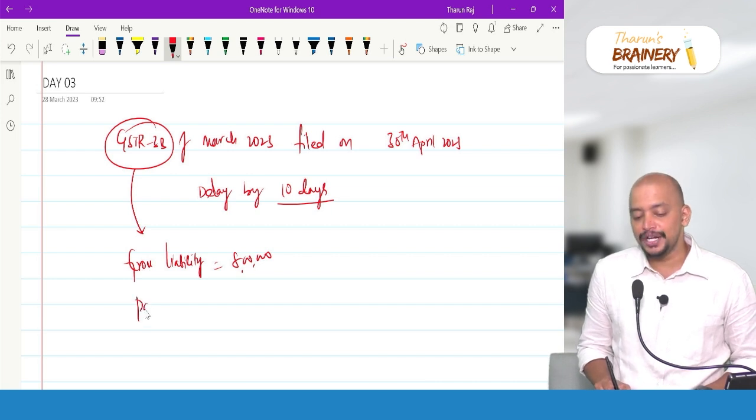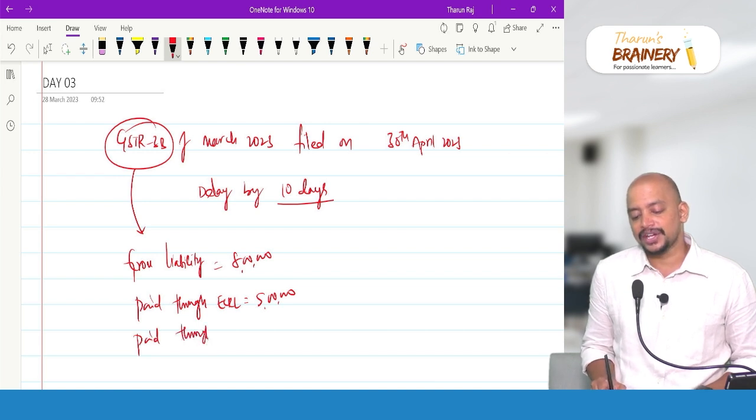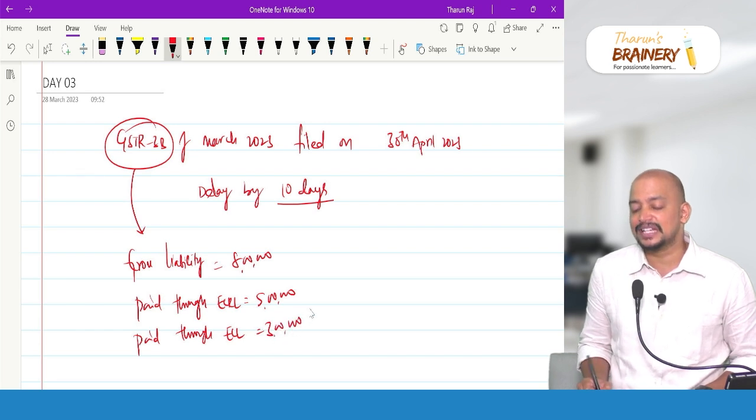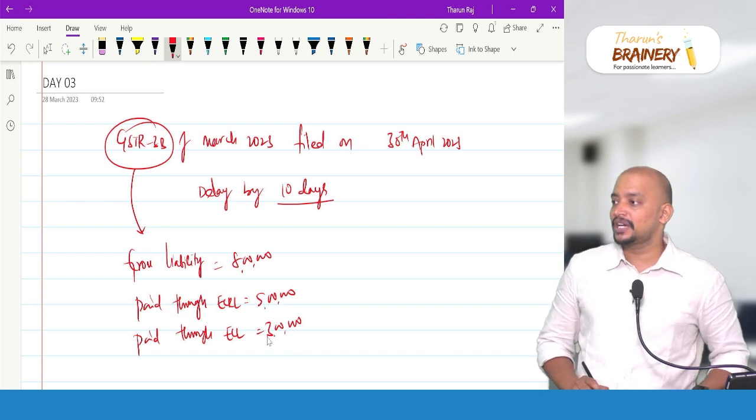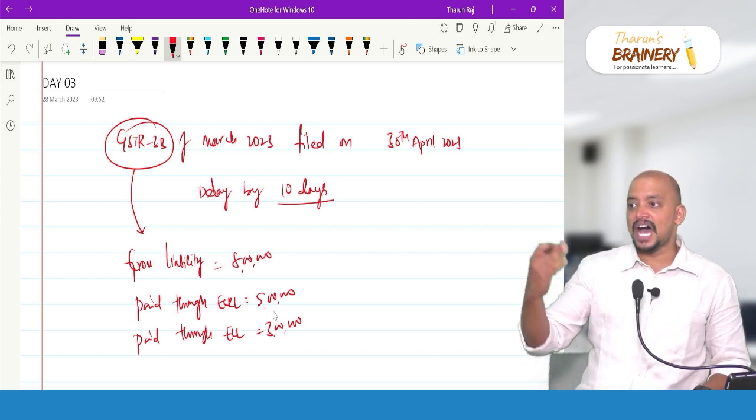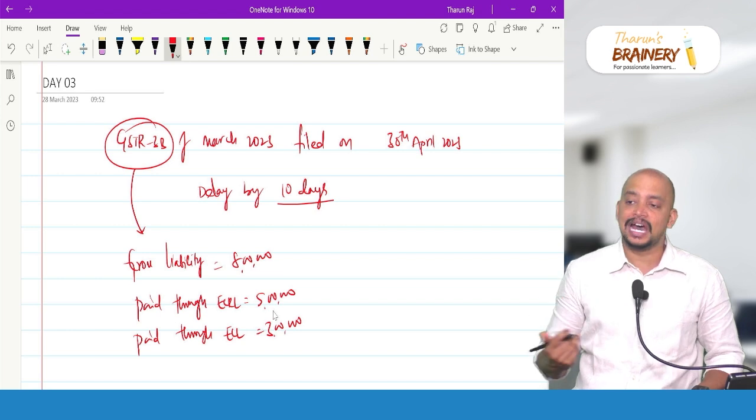So paid through electronic credit ledger is 5 lakhs, and paid through electronic cash ledger, what will that be? 3 lakhs, which is nothing but FCM as well as RCM liability, correct? So what amount do we pay through electronic cash ledger? FCM liability after adjustment of input tax credit, and the RCM liability.